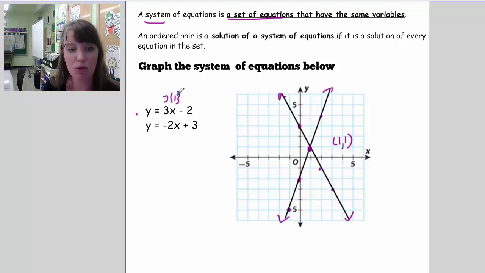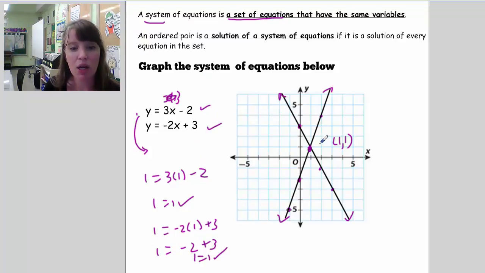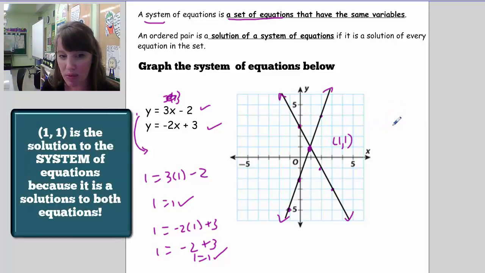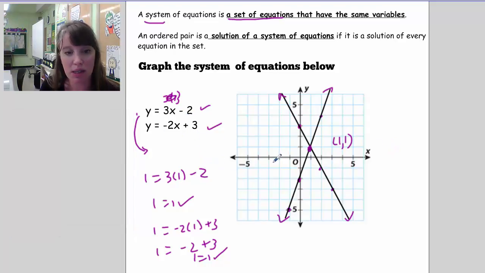So let me check it down here. 1 is equal to 3 times 1 minus 2. 1 is equal to 1, that's true. 1 is equal to negative 2 times 1 plus 3. 1 is equal to negative 2 plus 3, which is true. Okay, so it's actually a solution to both of them. I checked it. So I would consider 1, 1 to be the solution to the system of equations because it's the solution to not just one equation, but both of them simultaneously.